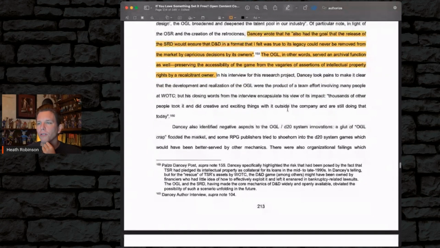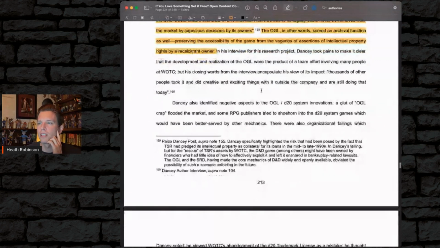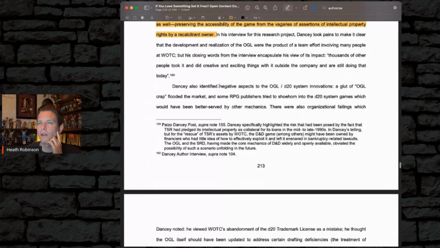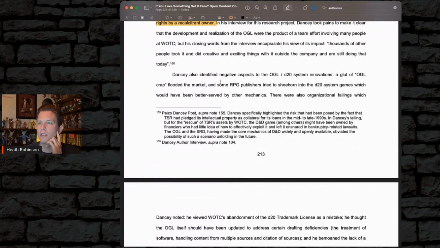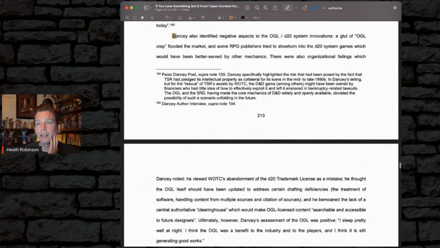In his interview for the research for this subject, Dancy took pains to make it clear that the development and realization of the OGL were the product of a team effort involving many people at WotC, but his closing words from the interview encapsulated his view of the impact. "Thousands of other people took it and did creative and exciting things with it outside of the company and are still doing that today." Dancy also identified negative aspects of the OGL, D20 system innovation.